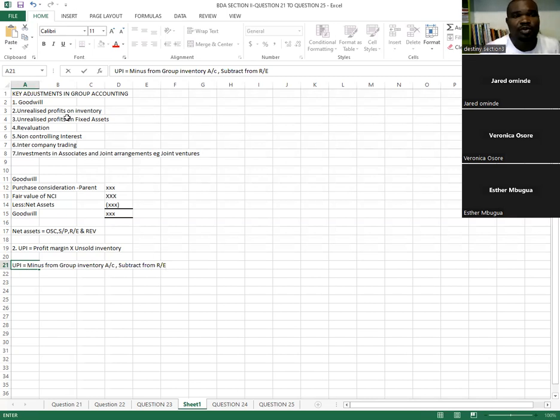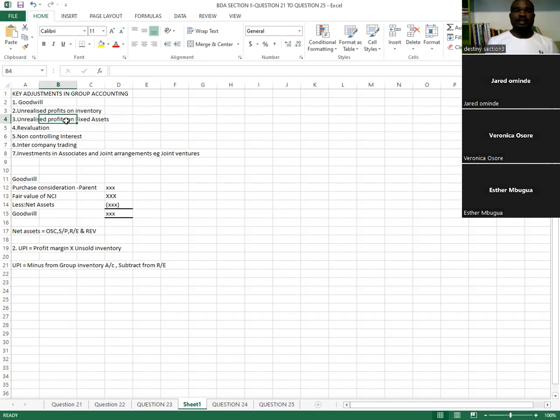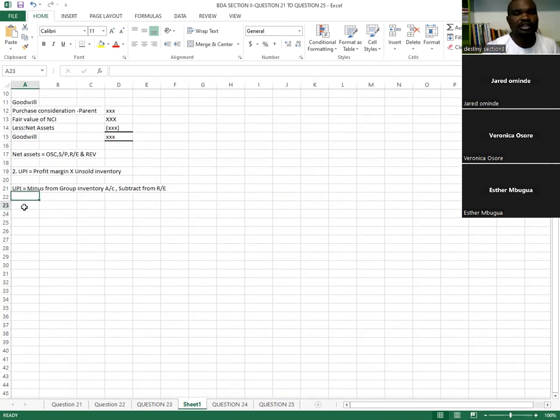Then allow me to go to number 3, unless someone has a question on up to where we have reached. If there is no question, then let's go to unrealized profits on fixed assets. I like calling it, in short, UPFA, unrealized profit on fixed assets.